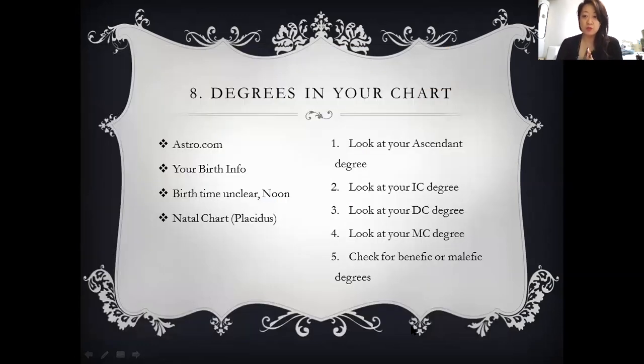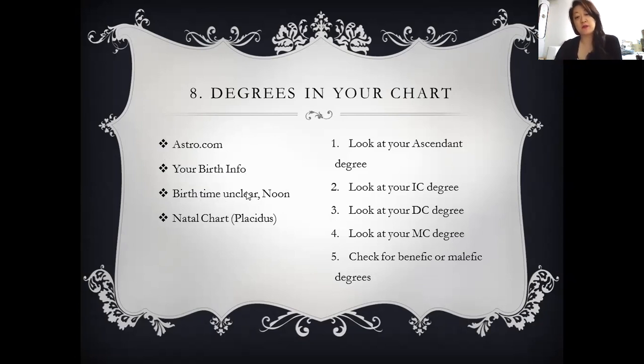So let's cover what you can do with your chart, right? As I shared in my second video, you want to go to astro.com and input your birth info with the city and birth time. If you don't know your birth time, you can just use noon time. But remember, when you don't know your birth time with accuracy, the degree theory, because it's based upon birth time, is not going to be as accurate. It's going to give you an approximation, okay?